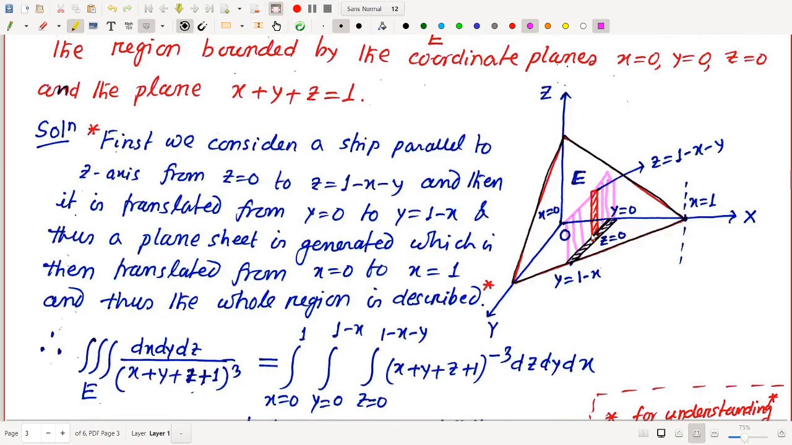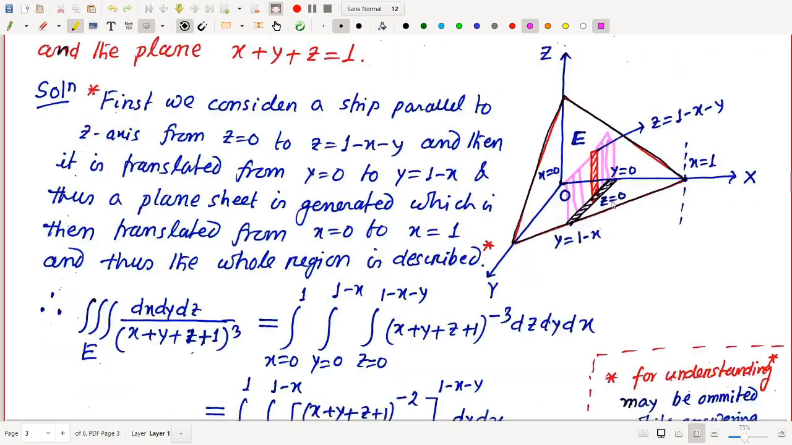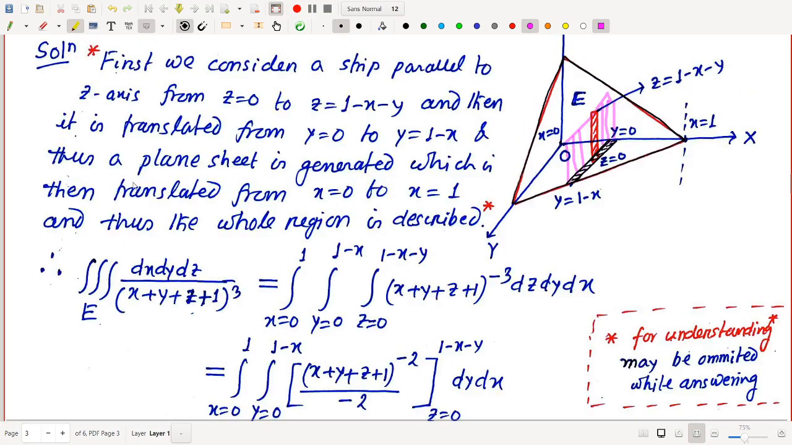It means integration over this plane sheet is taken first. First time, z from 0 to 1 minus x minus y, and then this strip is moved from y equal to 0 to y equal to 1 minus x. After that, if this plane sheet is moved from x equal to 0 to x equal to 1, then the whole tetrahedron region is covered. So this is the process.